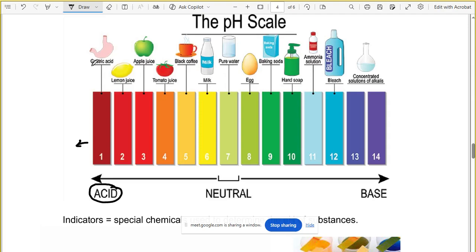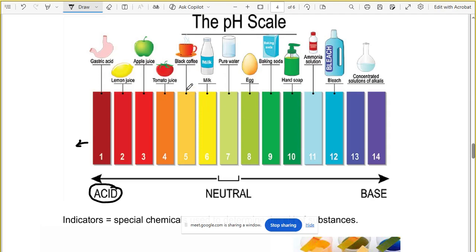You understand? Then we set the neutral one, the example that I gave you, which is pure water. But the more we approach 14, that's when they are most basic. At 8, it's an egg, because we said they feel soapy. And then there's baking soda, hand soap, ammonia solution, the bleach, and concentrated solution of alkali. That one is the most basic. Are you with me on that?